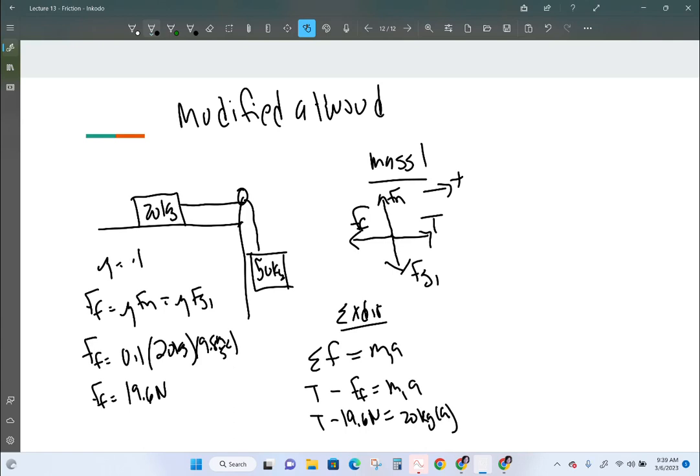And in the y direction, it's balanced, so that's why we know Fn equals Fg. So this would be the net force equation. Instead of just T equals 20 times A, it'll be T minus the friction equals 20 times A. So then you would go through and solve your problems the way you do them all.